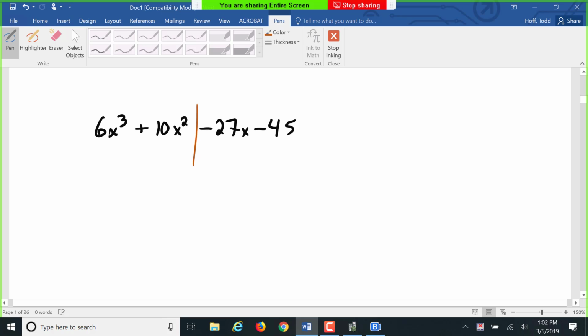And I'm going to split it up with the first two terms and then the last two terms. The first two terms, 6x to the third and 10x squared, what can I get for a common factor there? 2x squared. And if I divide that out, what's left over?